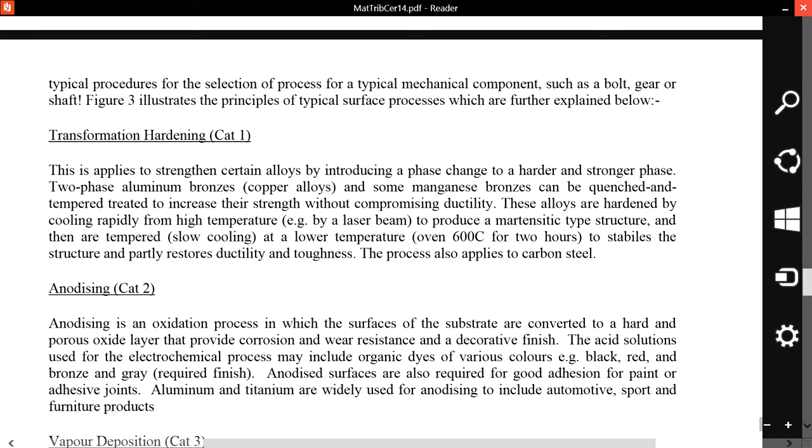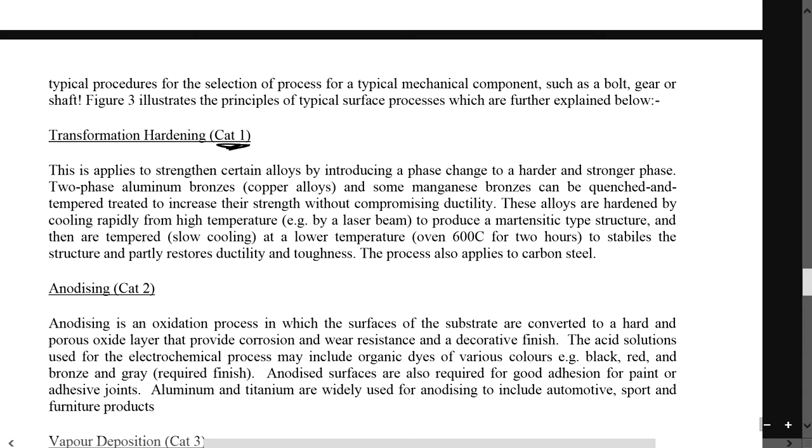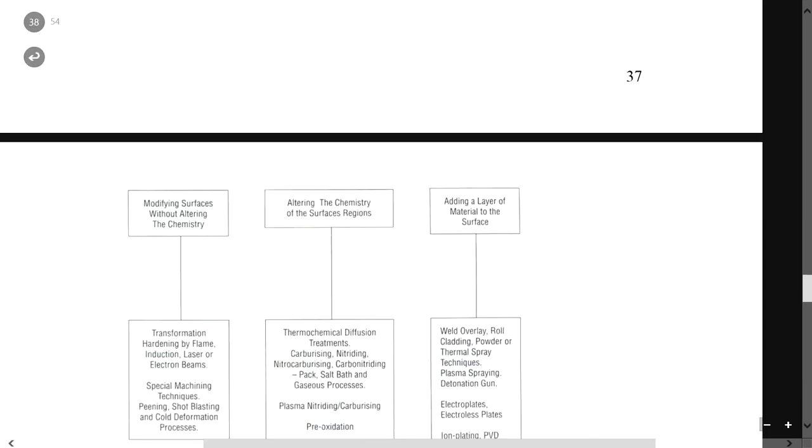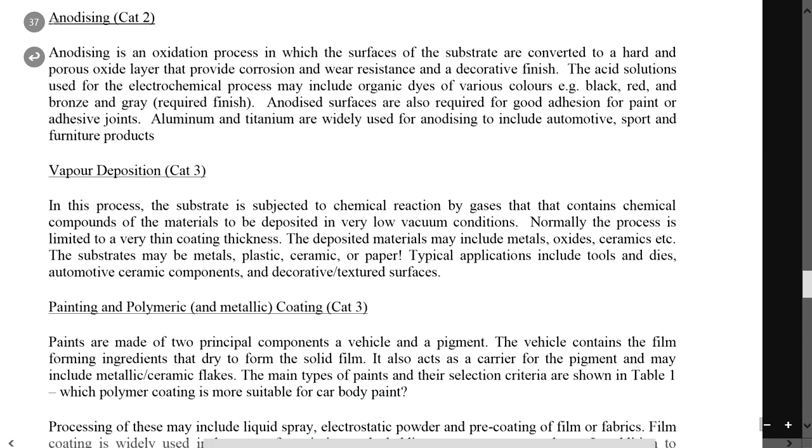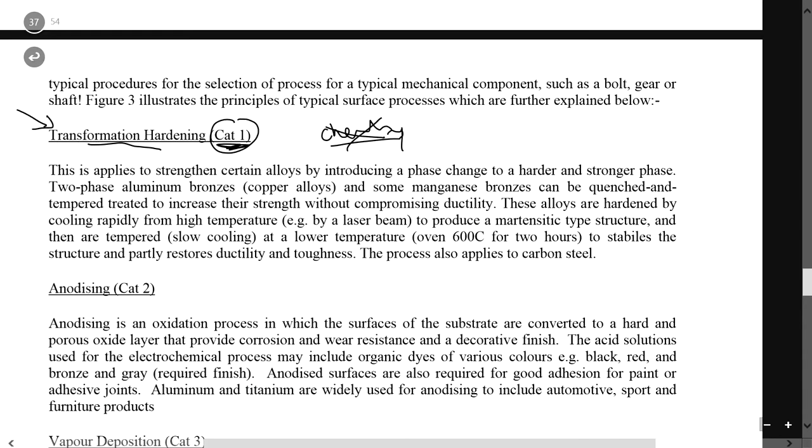Okay, so let's talk about category 1, where we talk about the chemistry, where we will not alter any chemistry at all. There is a name for it, called transformation hardening, category 1, modifying the surface without altering the chemistry. So a more exact name is transformation hardening.